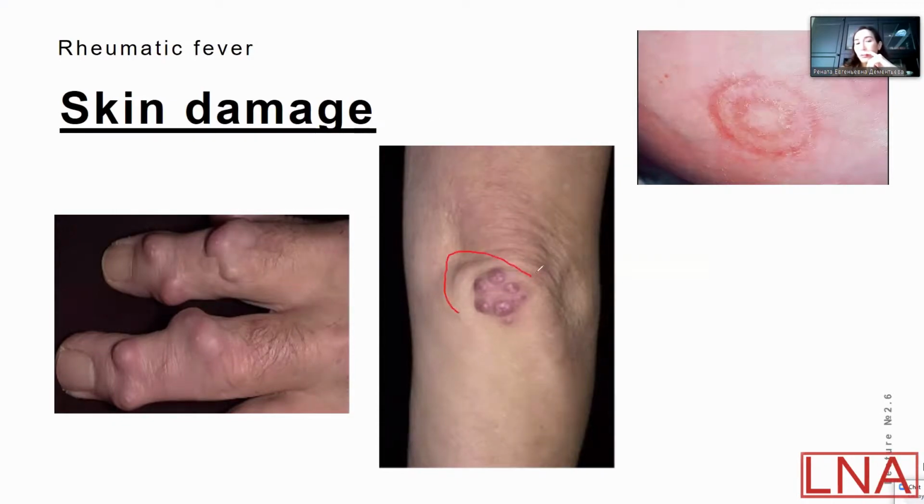Rheumatic nodules above the elbow, a group of five rheumatic nodules, painless, with changed coloration. Annular erythema is also significant for acute rheumatic fever if it is present.